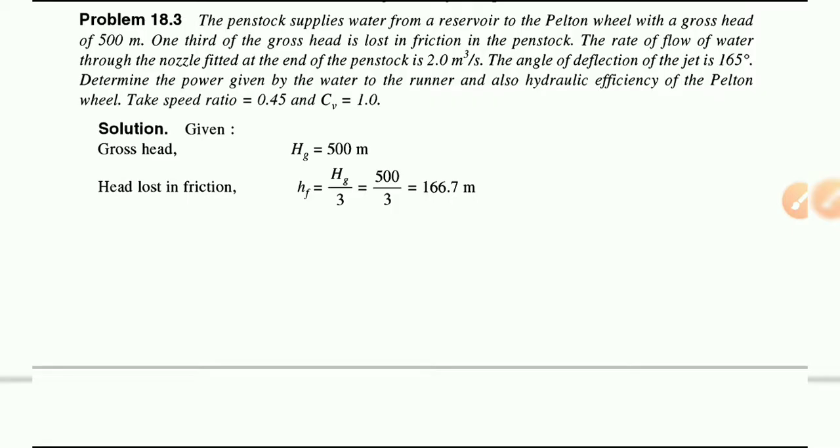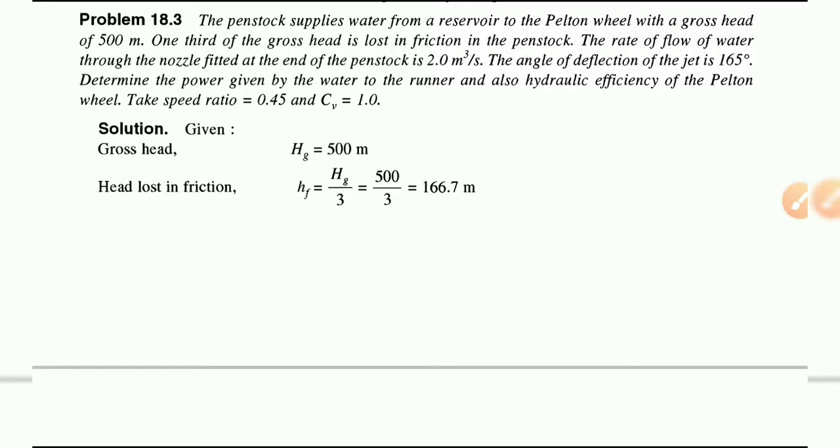The rate of flow of water through the nozzle fitted at the end of penstock is 2 meter cube per second. The angle of deflection of the jet is 165 degree. Determine the power given by the water to the runner and also the hydraulic efficiency of the Pelton wheel. Take speed ratio is equal to 0.45 and CV is equal to 1.0. So this is the problem.